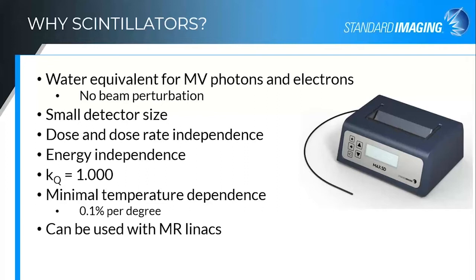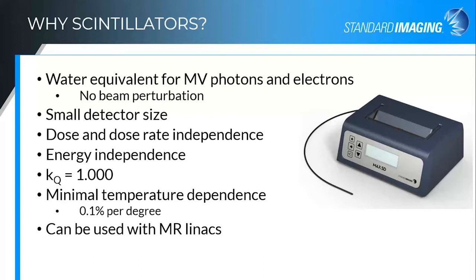The scintillators can be made very small, which is an advantage, of course, for those small fields as well. They have not shown dose or dose rate dependencies with these clinical beams, or energy dependence. They have a beam quality correction factor of unity, which is extremely nice when you're looking at these energy changes with field sizes for small fields and the sort of corrections that you need to consider for all of your detectors down at those sizes. They've shown minimal temperature dependence. We see about 0.1% per degree, which means that you don't have to correct for temperature if you're doing all of your measurements at room temperature.